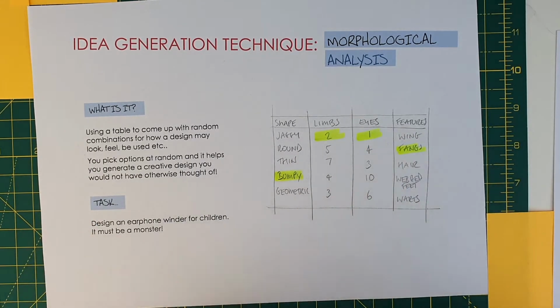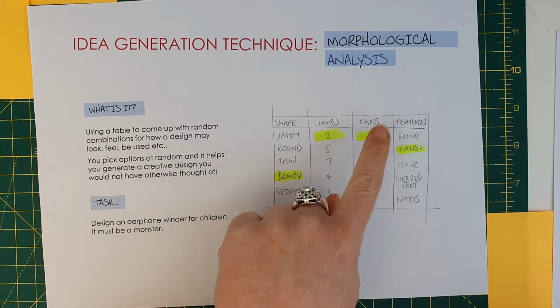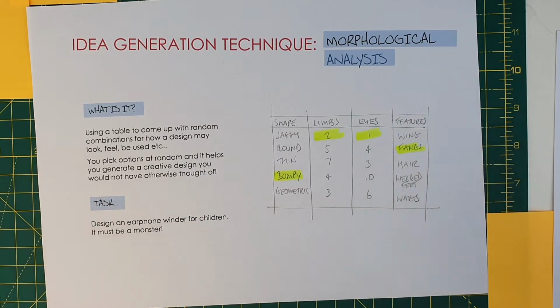So there we have it. Already in my head, I have an idea for a monster that I'm going to sketch for my earbud holder. Bumpy, 2 limbs, 1 eye, fangs. I'm going to get a fresh piece of paper and I'm going to get designing.